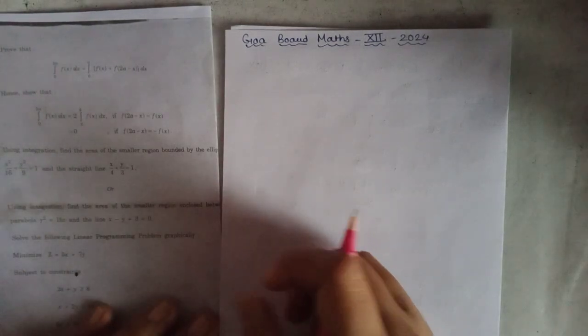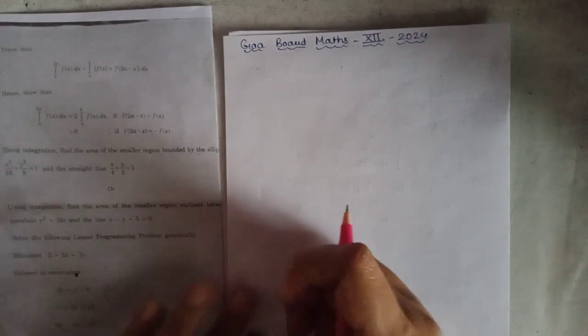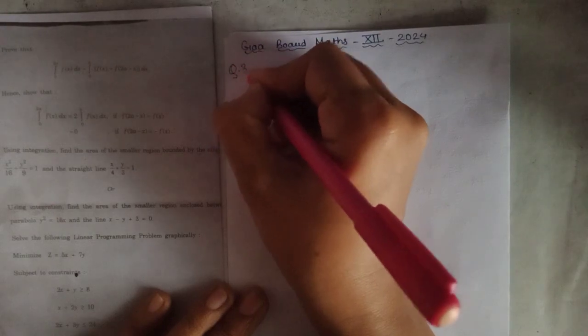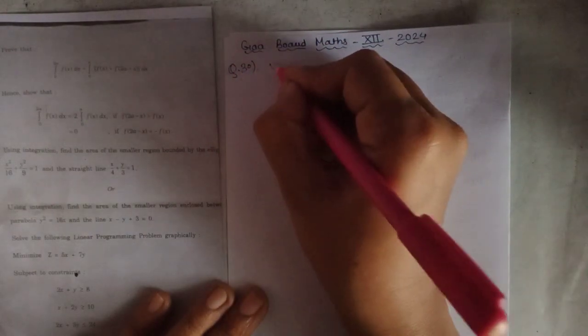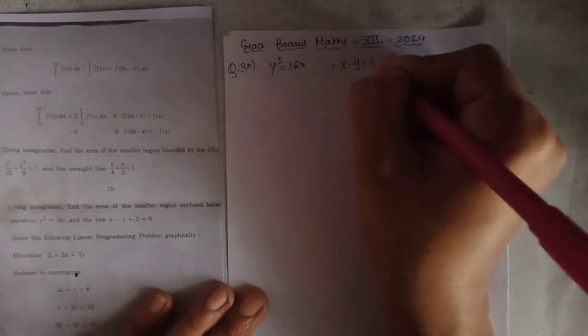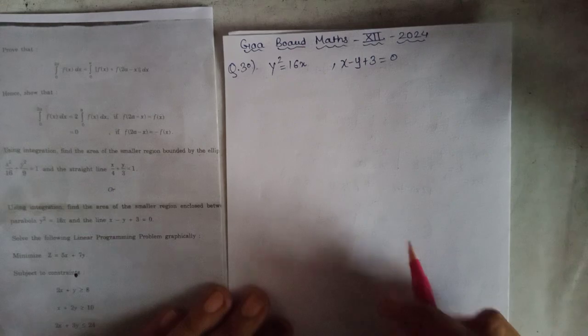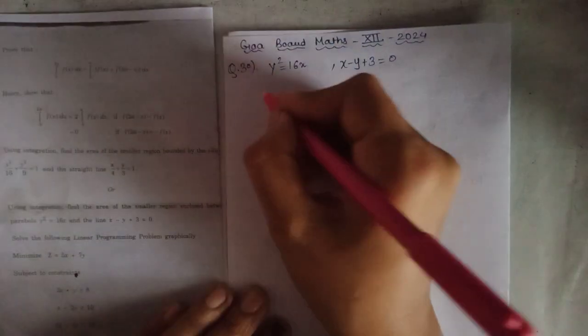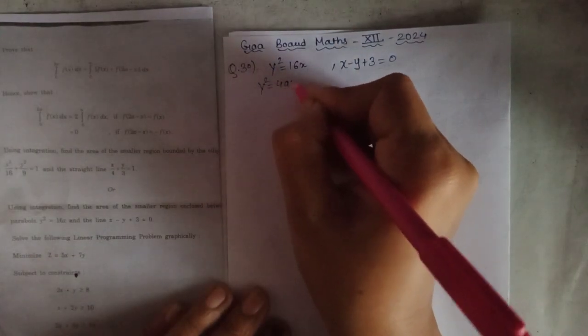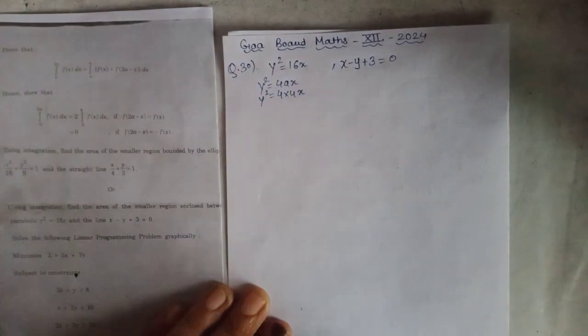Let's solve the OR question, that is, using integration find the area of the smaller region enclosed between the parabola, okay, the parabola is given. The equation of the parabola is y square equal to 16x, and the line is given, which is x minus y plus 3 equal to 0. Okay, let's draw the parabola first. So this is y square equal to 4ax. This is 4 into 4x. Okay.